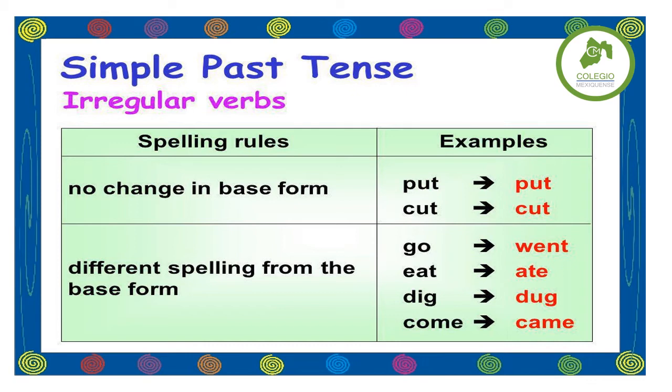Now, the second rule is different spelling from the base form. For example, in simple present is go and in past it changes to went. Other examples are in present eat, in simple past ate, dig in present and dug in past, come in present and came in past.